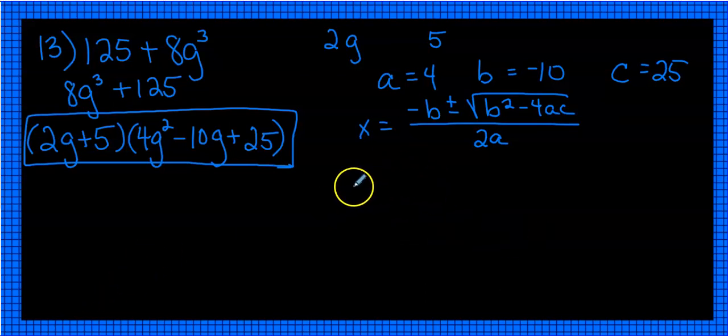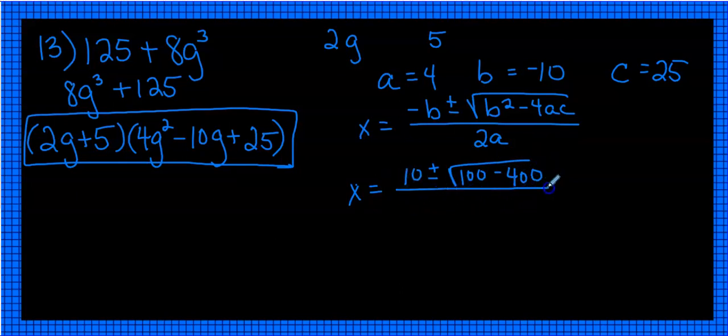Okay, so let's start plugging in here. So x equals, the opposite of b is 10. The opposite of negative 10 is 10. Plus or minus square root, negative 10 squared is 100, minus 4 times 4 is 16, times, let's see, 4 times 25 is 100, times 4, make sure I did that right. Yep. 4 times 25 is 100, times 4 is 400. And then all that over 2 times a, which is 8.